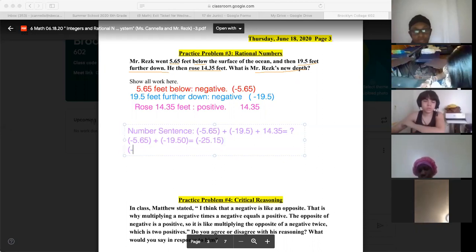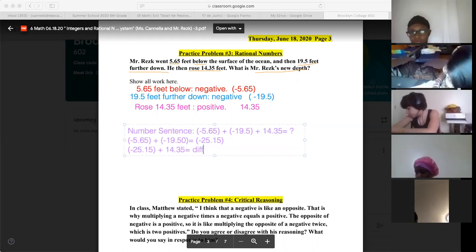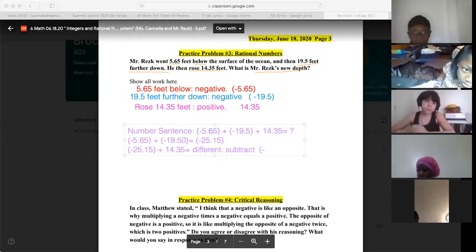14.35. So now we have negative, this is where it's confusing, 25.15 plus 14.35. Now, what do you notice about this? The signs are the same or different, Jazz? Different. Okay, so when they're different, do we add or subtract? We subtract and we stay with the higher number. Yes, good girl. All right, subtract. So we know that it's going to be a negative, and we're going to take 25.15 minus 14.35, because this is all calculator work now in 7th grade.